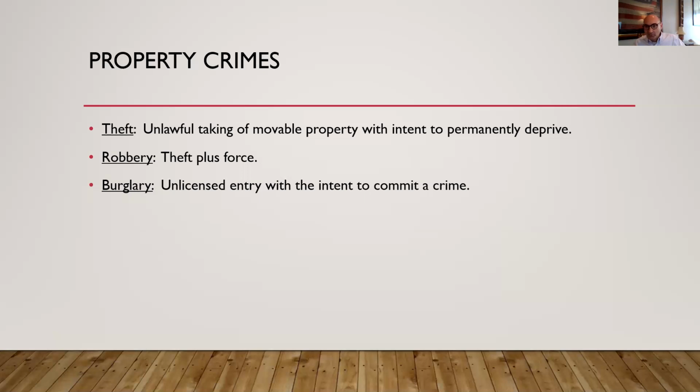Burglary, again, there are multiple ways to commit this, whether it's a house versus a gas station, whether someone's in there or not. Those are the particulars that will determine the degree of the crime and the punishment. And those are all in the particular statute that you have for Pennsylvania. But the core of burglary is an unlicensed entry with the intent to commit a crime.